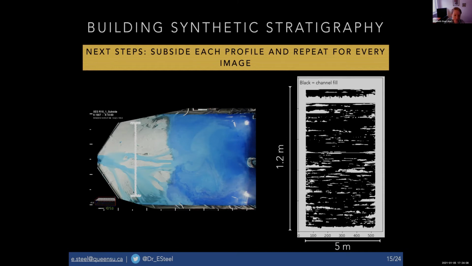So what I'm showing you here is a cross section through where this white line is. This is equivalent to about 1.2 meters of stratigraphy, and it's about 5 meters across. And everywhere that you see black here is channel fill, and then everything that's white is just not channel fill, because remember, we're just coarsely defining everything as channel, not channel. So everything here in black would be considered reservoir in our case.